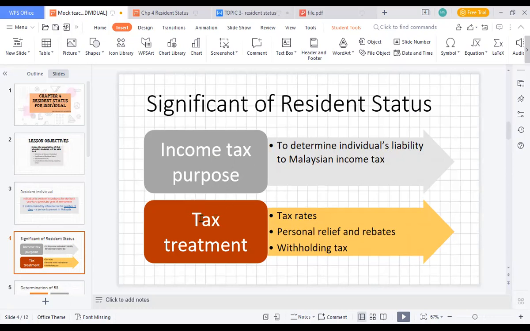Other than that, it's related to tax treatment. So maybe the tax rate is different between a non-resident and a resident of Malaysia. Personal relief and also rebate will be different. Sorry, I was eating something. Relief and rebate are also different between resident and non-resident individuals. And the same goes for withholding taxes. So that's why we want to determine whether that person is a resident or non-resident, because of these two main reasons.